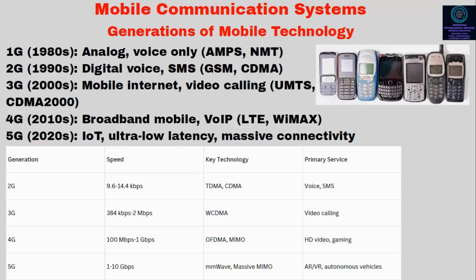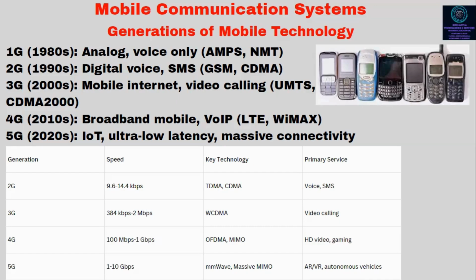GSM stands for Global System for Mobile Communication. CDMA, we have already discussed, code division multiple access. So these are the two main systems in the second generation. Okay, at that time, please remember that was digital. Then we came to 3G, that is in 2000. Mobile internet, video calling, UMTS. What is UMTS? Universal Mobile Telecommunication System. That was started in the third generation.